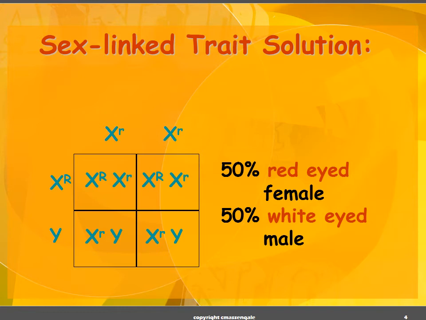If you can have a look at the bottom row of the Punnett square. So 50% being red-eyed females, the top line, 50% white-eyed males. And this is very important when we have a look at things like eye color in males and females.